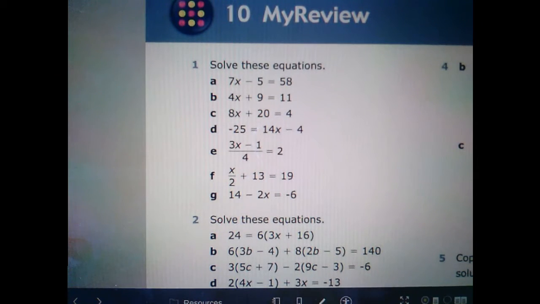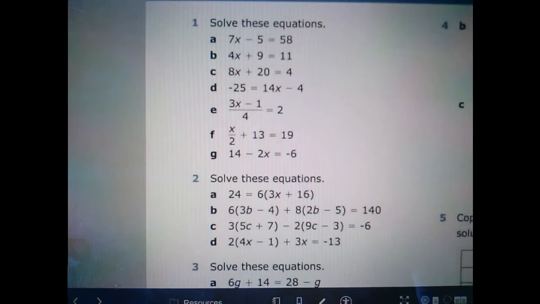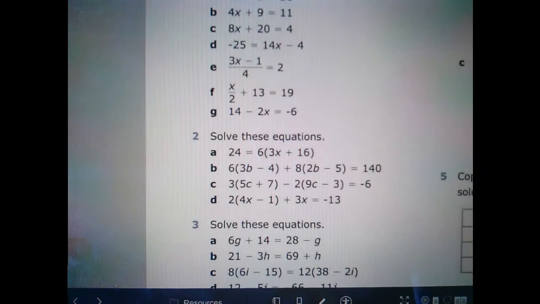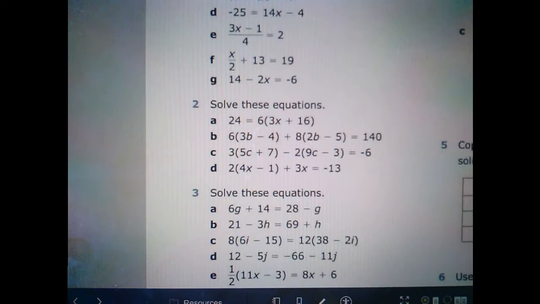For question 1, this is your ordinary linear equations, where we only have x's, unknowns, on one side. So for that one, have a look back at the chapter 10, 10a video. Question 2, you can see you've got brackets in them, so these are equations involving brackets. You want to look back at the 10b video.